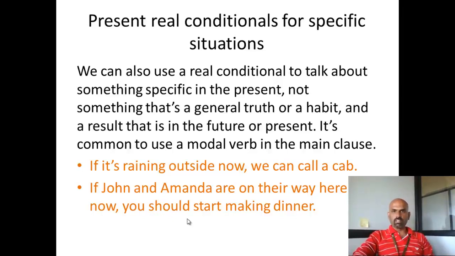Now you can know the explanation. We can also use real conditionals to talk about something specific in the present, not something that is a general truth or a habit, and the result is in the future or present. It is common to use a modal verb in the main clause. That exactly suits these two examples. If it is raining outside now, immediately we can call a cab. John and Amanda are on their way here now, you should start making dinner. It's because otherwise you cannot serve them in time.